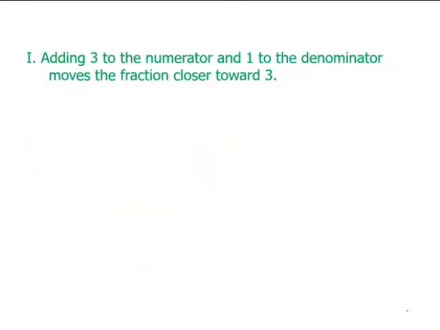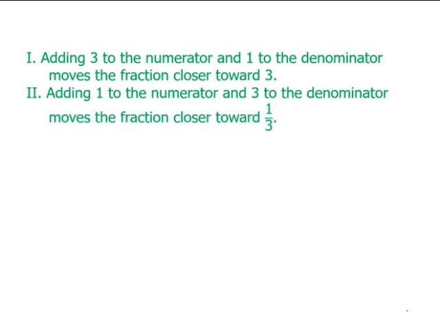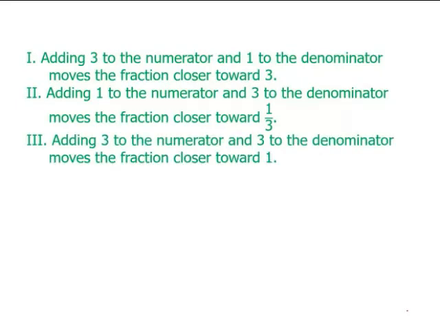So first of all, if we add 3 to the numerator and 1 to the denominator, that moves the fraction closer to 3. So we're starting at a ratio of 1/4, 10 to 40, 1/4. If we move toward 3, it's going to increase. Adding 1 to the numerator and 3 to the denominator moves the fraction closer to 1/3. All right, that's the one we don't know whether it's going to increase it. Adding 3 to the numerator and 3 to the denominator moves the fraction closer to 1.